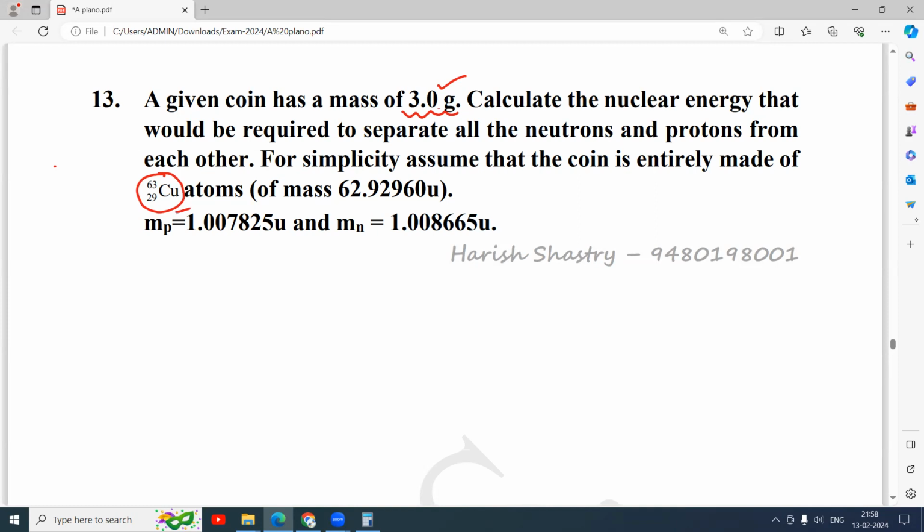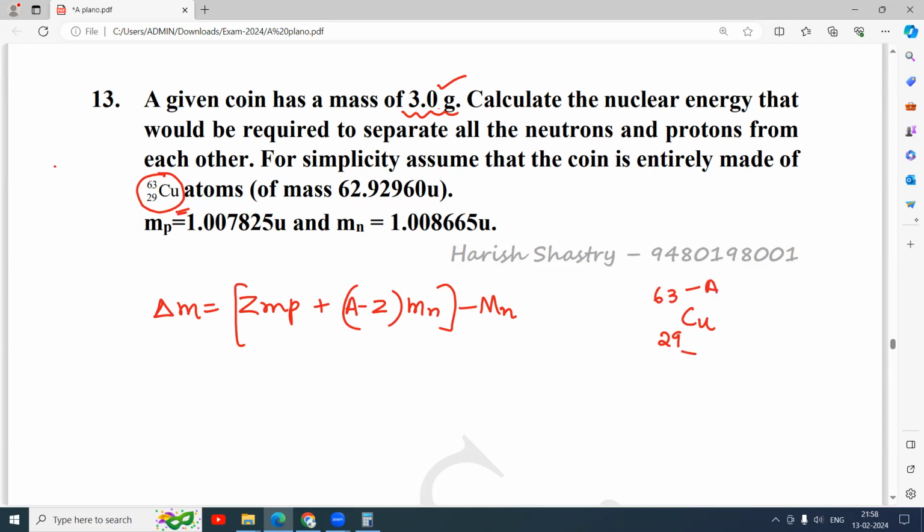Now how to calculate the binding energy of copper? You have to start from the mass defect. Mass defect is Z into mass of proton plus (A minus Z) into mass of neutron, minus the mass of the nucleus. We know it. Now in copper, the atomic number is 29 and the mass number is 63. So this is A and this is Z.